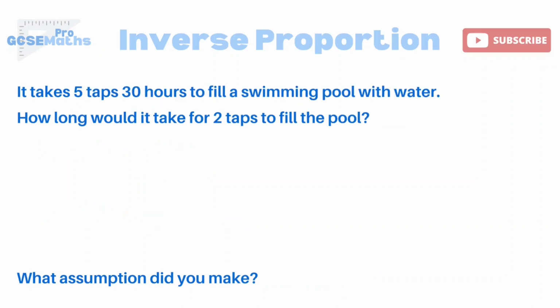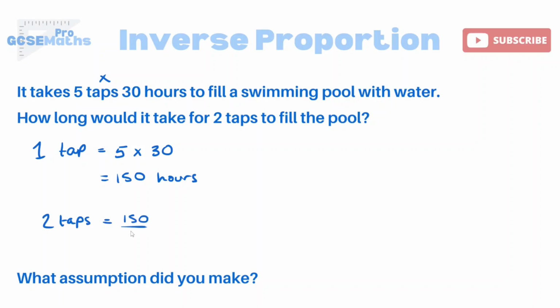It takes 5 taps 30 hours to fill a swimming pool with water. How long would it take for 2 taps to fill the pool? If you've got fewer taps but the same swimming pool, it's going to take longer, isn't it? It's going to go the opposite direction. So I first want to find out how long it would take if I had only 1 tap to fill the pool, and that's when we multiply. 5 taps would take 30 hours, so 5 times 30 gives me 150 hours. So if I only had 1 tap, it would take 150 hours. I actually have 2 taps though, so I can do 150 divided by 2, which gives me 75 hours.